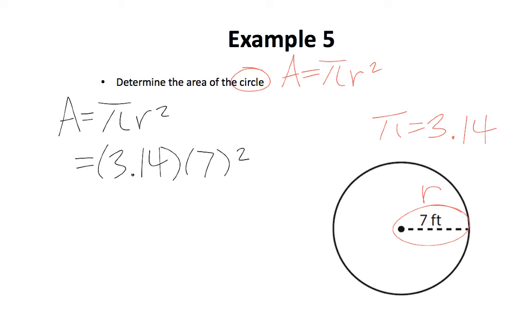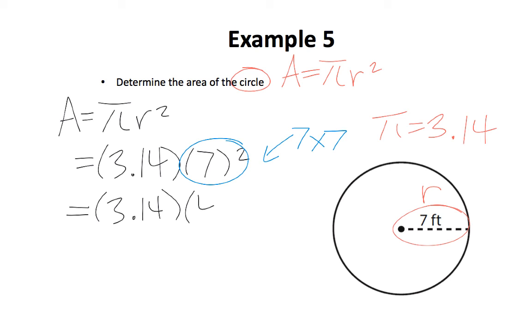According to BEDMAS, we need to do the exponents first. So 7 squared is the same thing as 7 times 7. And 7 times 7 is 49. Now we can go ahead and do multiplication. We can multiply 3.14 times 49, which happens to be 153.86. The unit is feet, and because this is area, it's going to be squared. Therefore, the area is 153.86 square feet.